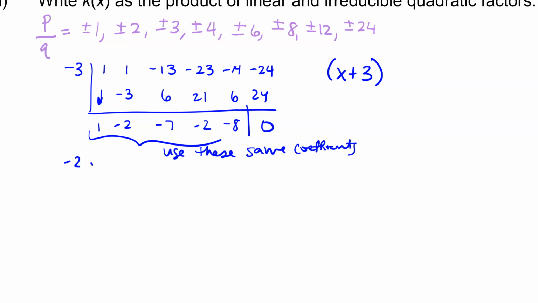Use these same coefficients. So I'm going to try negative 2 next. Oh, so we don't plug in the same number? You don't want to plug in the same number. We want to keep going till our remainder is 0 so I can have it fully factored. I knew x plus 3 was a factor, but now I'm left with an x to the 4th and so on. So we got to keep going.